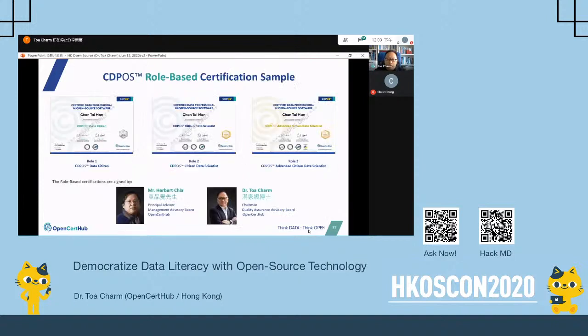So you get the certification if you pass all these papers, and these papers will be signed by myself and also by the godfather of big data in Greater China, Mr. Herbert Chia Gong.